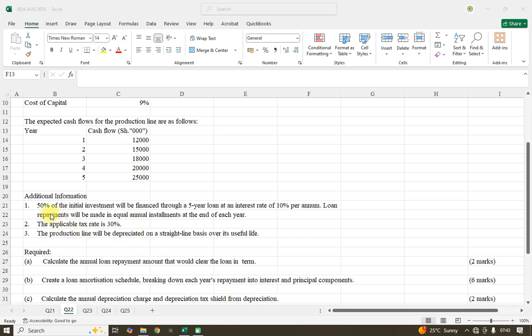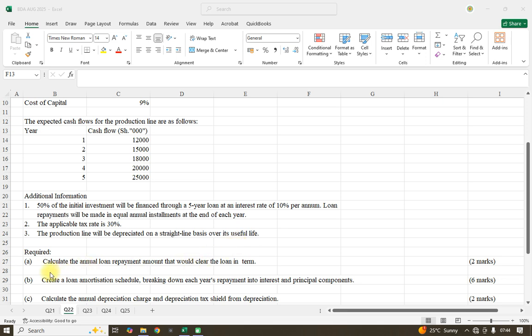Additional information, number 1, 50% of the initial investment will be financed through a 5-year loan at an interest rate of 10% per annum. Loan repayment will be made in equal annual installment at the end of each year. Then number 2, the applicable tax rate is 30%. Then number 3, the production line will be depreciated on straight line basis over its useful life.